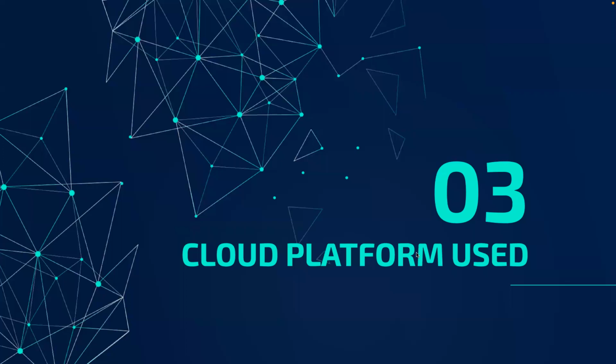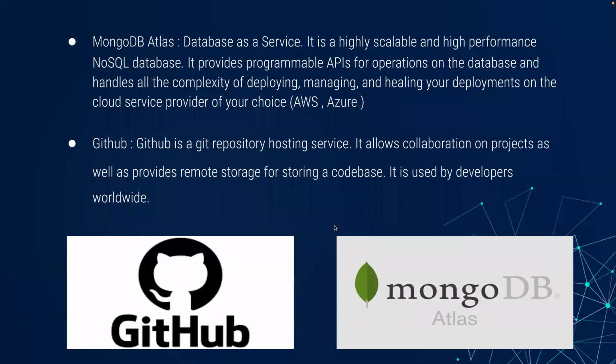Now, let's talk about cloud platforms used. So first is MongoDB Atlas. It is a database as a service platform. It provides a way to deploy and run MongoDB in cloud. MongoDB is a document-based, highly scalable NoSQL database. It provides a programmable API for operations on the database and handles all complexity of deploying, managing, and healing your deployments on the cloud service provider of your choice.